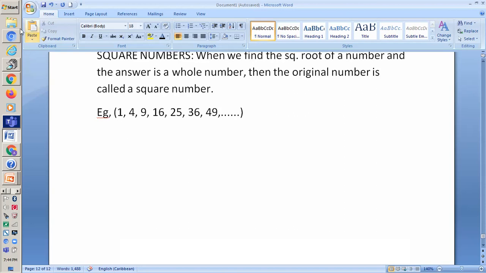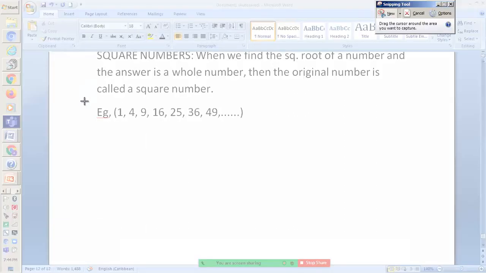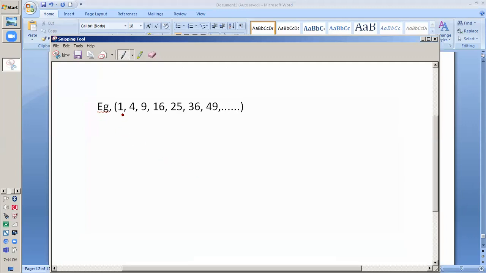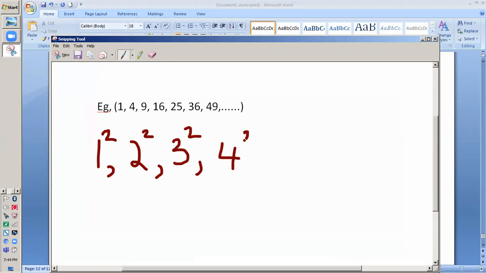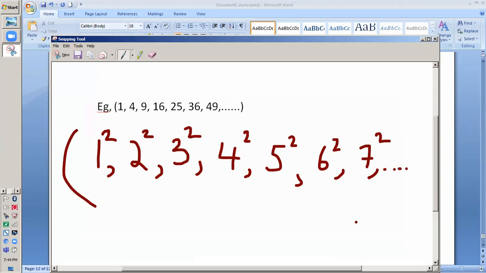So actually, let me show you something. This one is actually 1 square. And then the 4 is what? 2 square. The 9 is what? 3 square, etc. So that's what's happening. So those are square numbers.